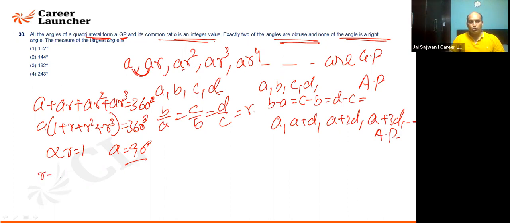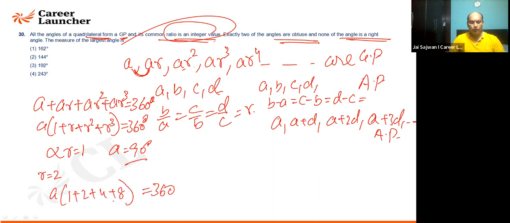I put R is equal to 2. Why? Because it is written that the common ratio is an integer value. You cannot have a negative angle, so इसलिए -2 मत लीजिएगा. You have to take an integral value: 1, 2, 3, 4. I'll say 1 plus 2 plus 4 plus 8 is 15, so A into 15 is equal to 360. So A is 24 degree.